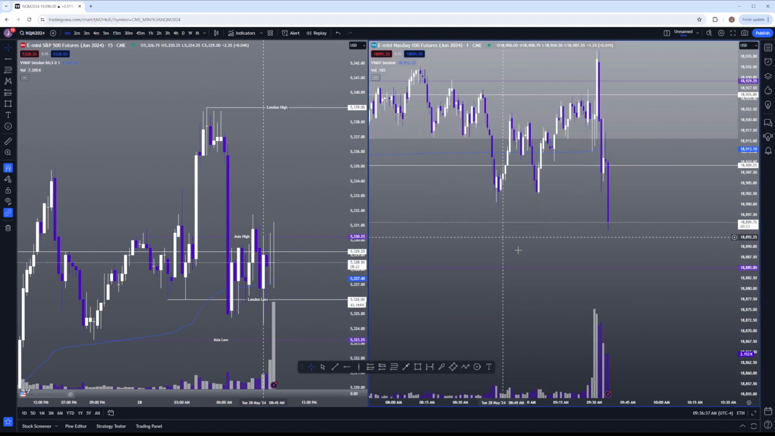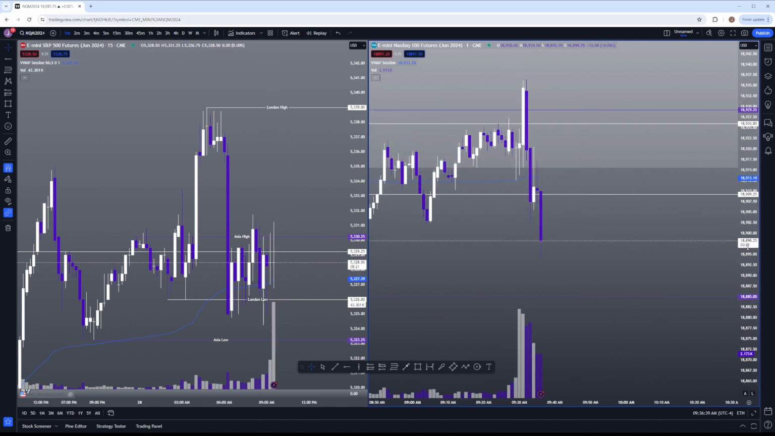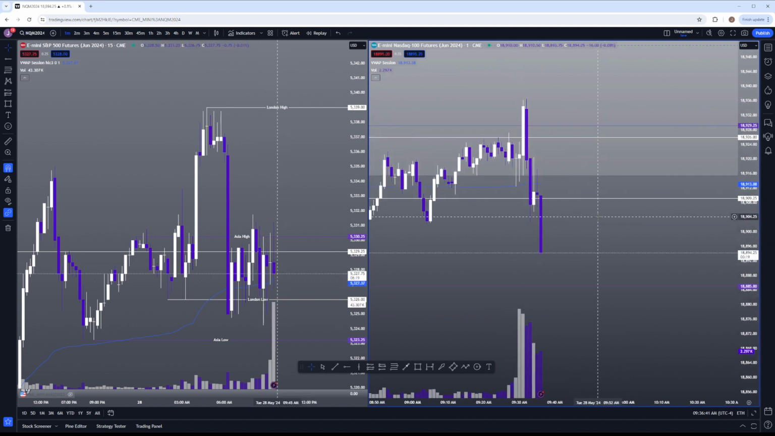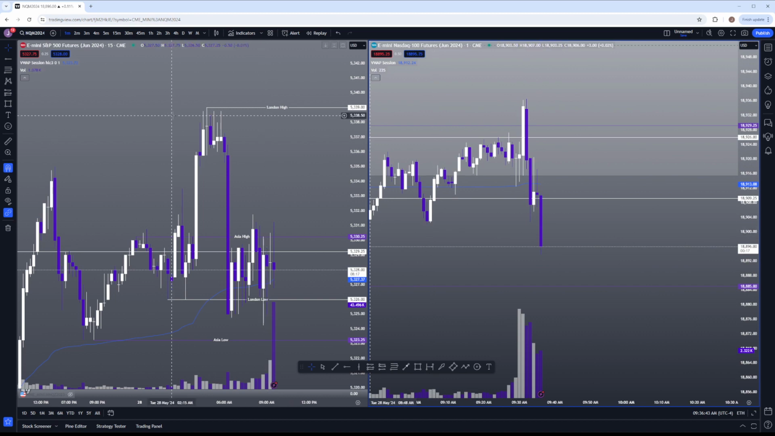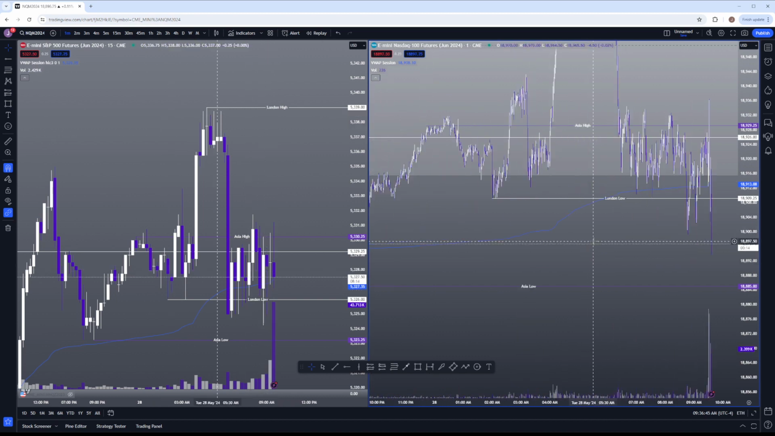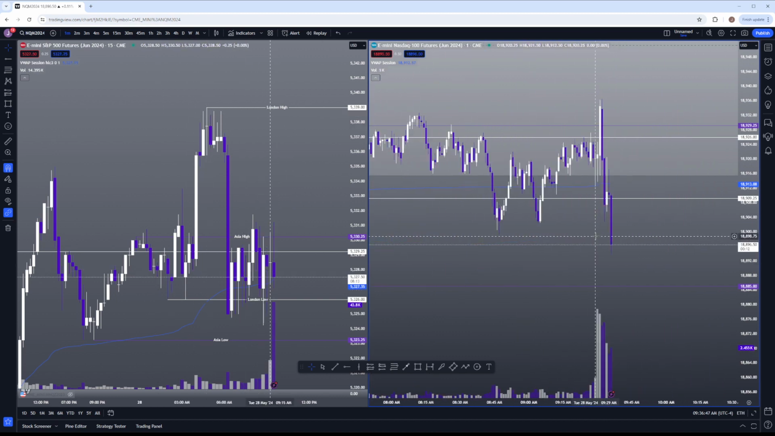Okay, so look at us going down, targeting that Asia low right now. That's something we got to really look out for. What I was expecting to happen here, for us to come down and sweep that. We're getting pretty close here.